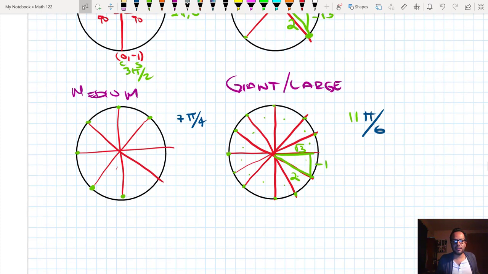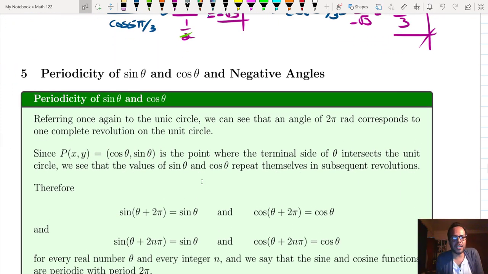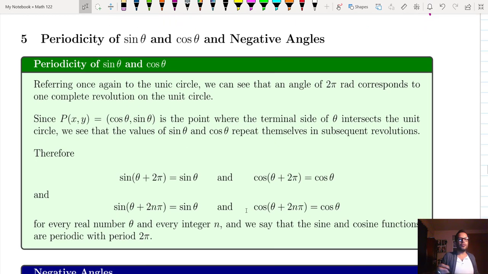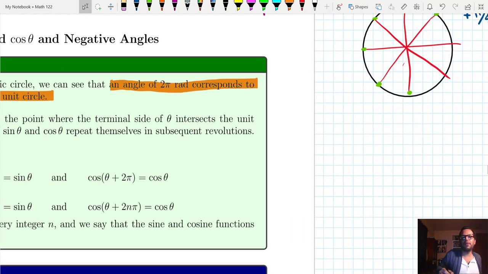The next topic is periodicity of sine and cosine and negative angles. Let's recall that an angle of 2 pi radians corresponds to one complete revolution, right? Let me draw a brief picture for that. If I do this, this is what I'm going to obtain.